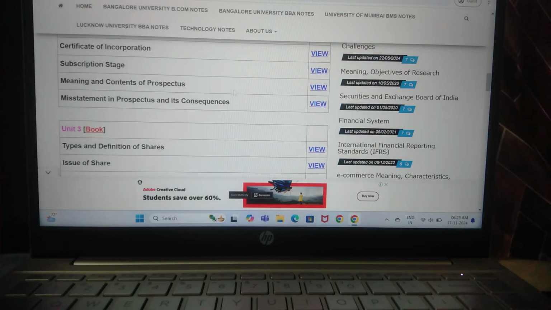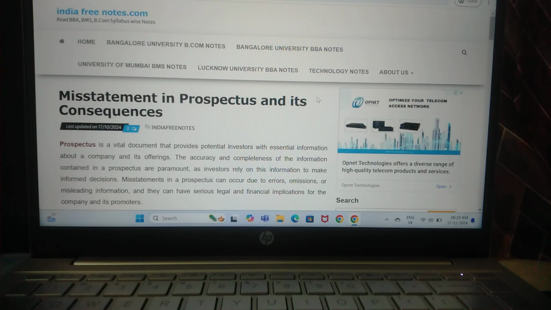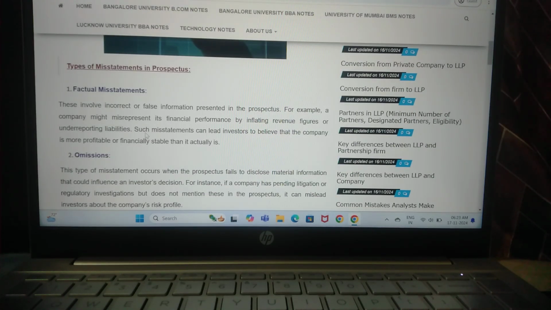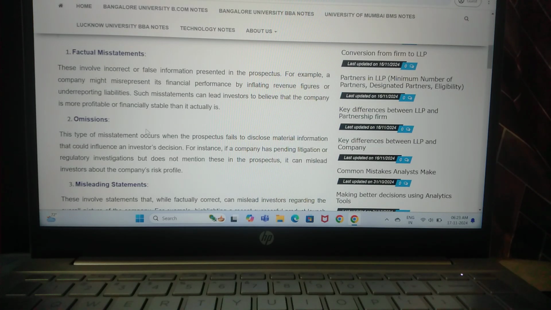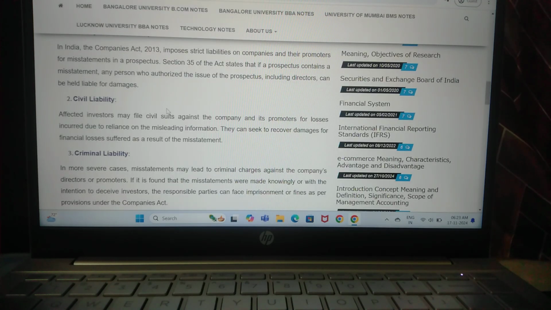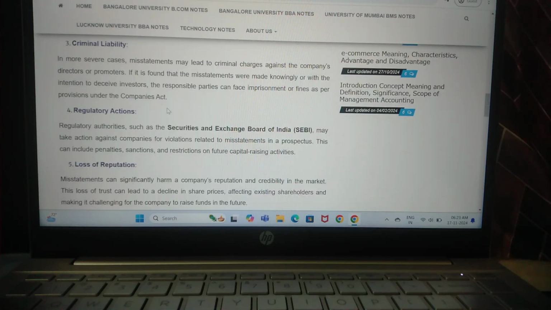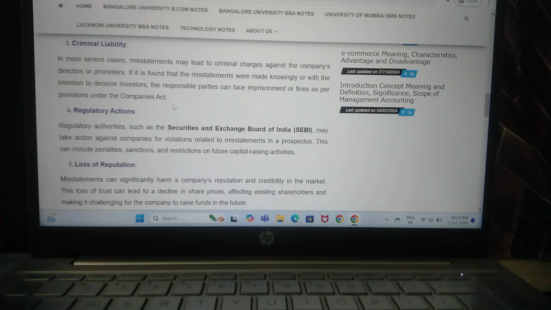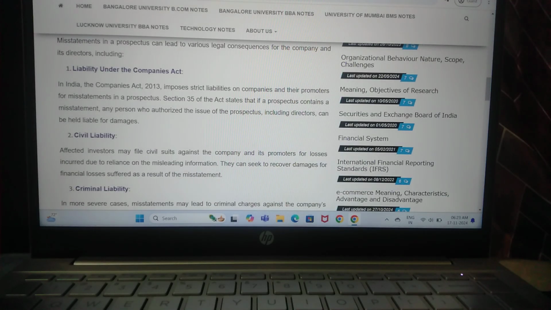Contents we have studied, that is meaning and contents. Last one is statement in prospectus and its consequences. Types of misstatements they may ask you: factual misstatements, omission, misleading statement, unverified information. And legal consequences of misstatements: liability, civil liability, criminal liability, regulatory actions, loss of reputation. So these are the topics you have to study.